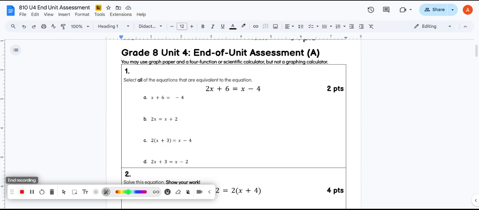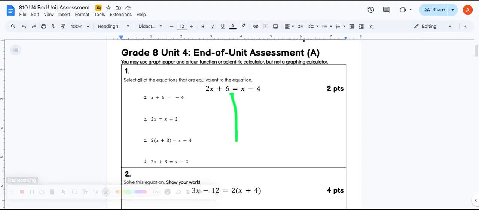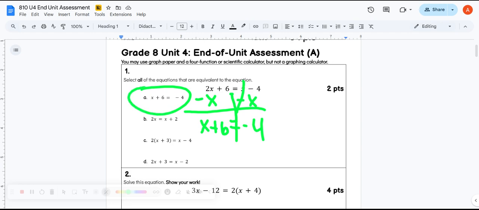Now, if you look here, we have 2x plus 6 equals x minus 4. I know when I'm looking at these options, I'm noticing that in letter A, I'm seeing a lot of the same numbers that are given to us in the original problem. So if I were to solve this problem, I know I'd want my variables on both sides. When I do this, I end up getting x plus 6 equals negative 4. And now this identically matches letter A.